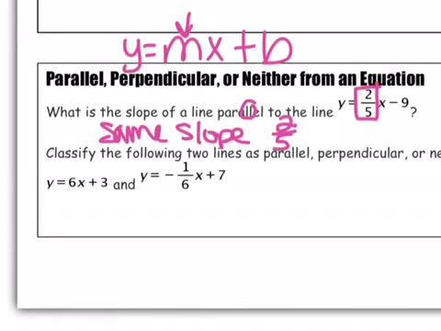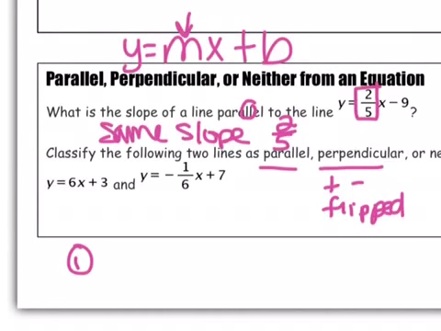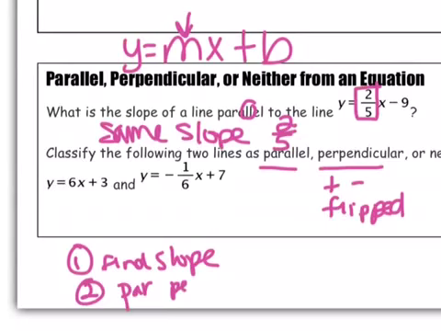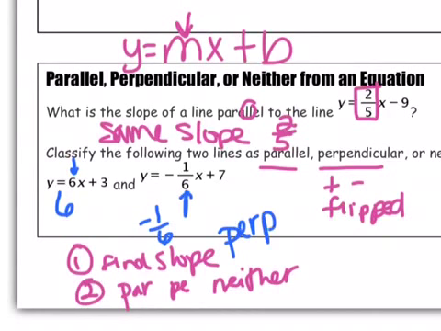Pretty easy, guys. Just got to remember those words. They are posted on the board on the day of the test. So it's your turn now. I've got two lines here. Are they parallel? Same. Perpendicular? One positive, one negative, and flipped? Or are they neither? So first thing you need to do, find the slope. And then tell me parallel, perpendicular, neither. All right, so what do you think? Here I see my slope as 6. Here I see my slope as negative 1/6. Which one are they? I hope you're saying perpendicular.